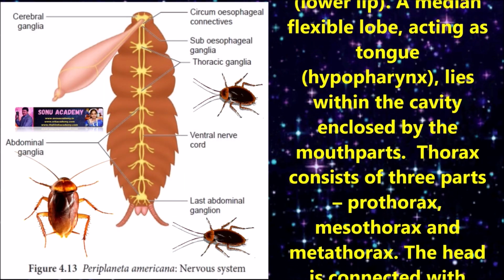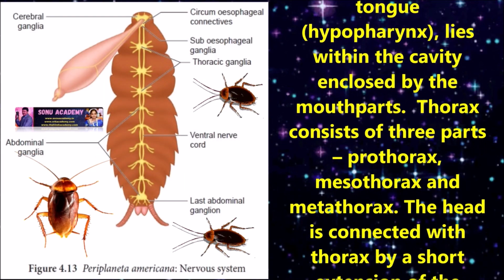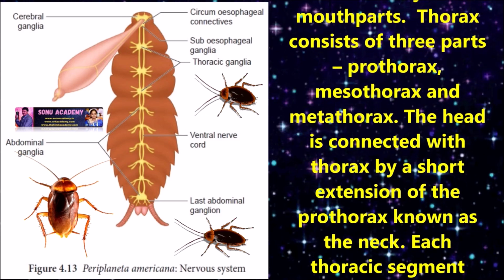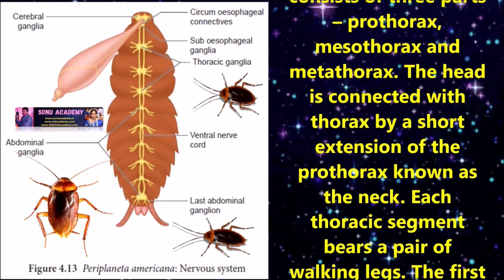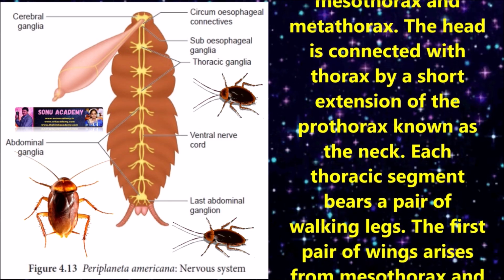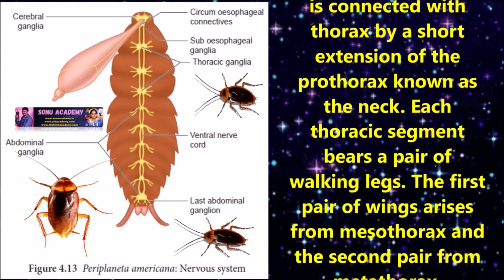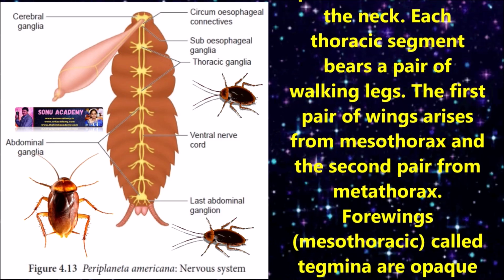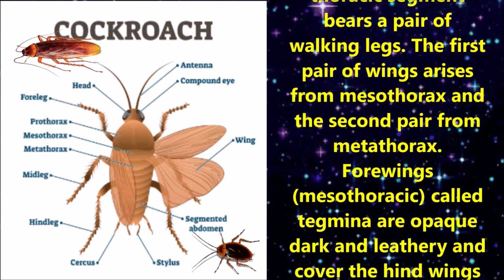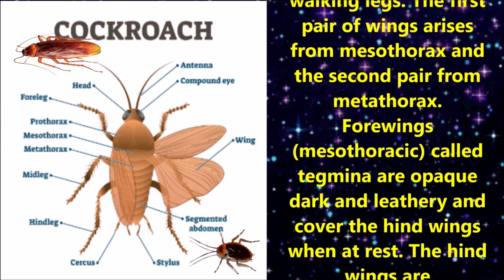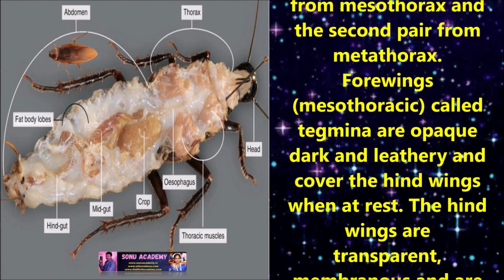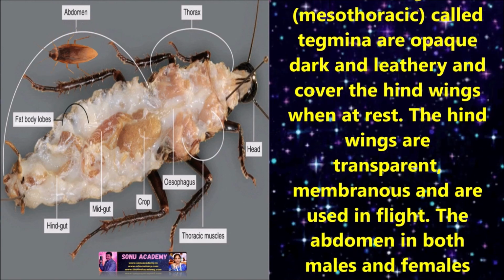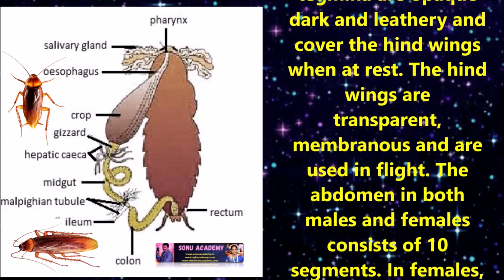The thorax consists of 3 parts: prothorax, mesothorax and metathorax. The head is connected to the thorax by a short extension of the prothorax known as the neck. Each thorax segment bears a pair of walking legs. The first pair of wings arises from the mesothorax and the second pair from the metathorax. The forewings are called tegmina or elytra, dark and leathery, and cover the hind wings when at rest. The hind wings are transparent, membranous and are used in flight.